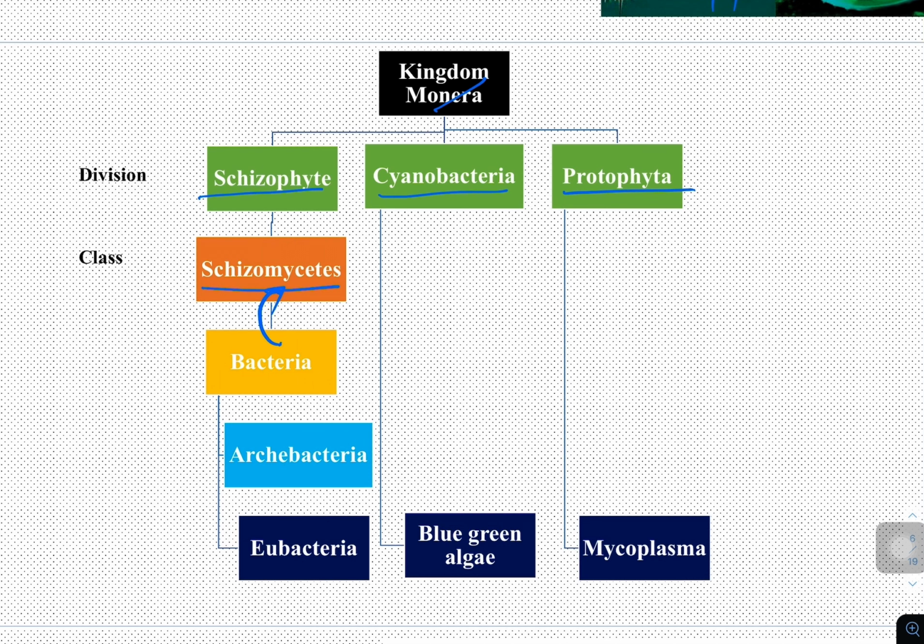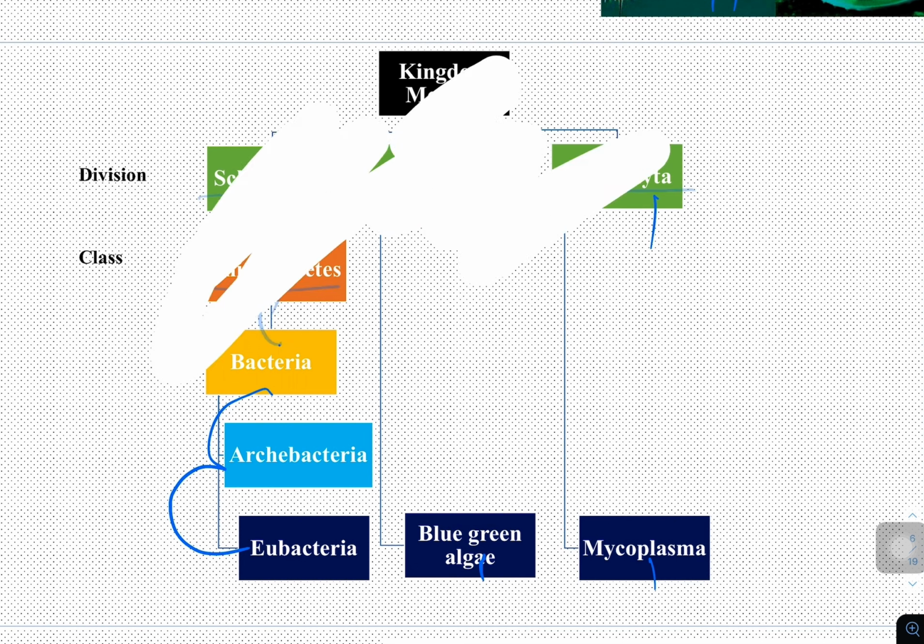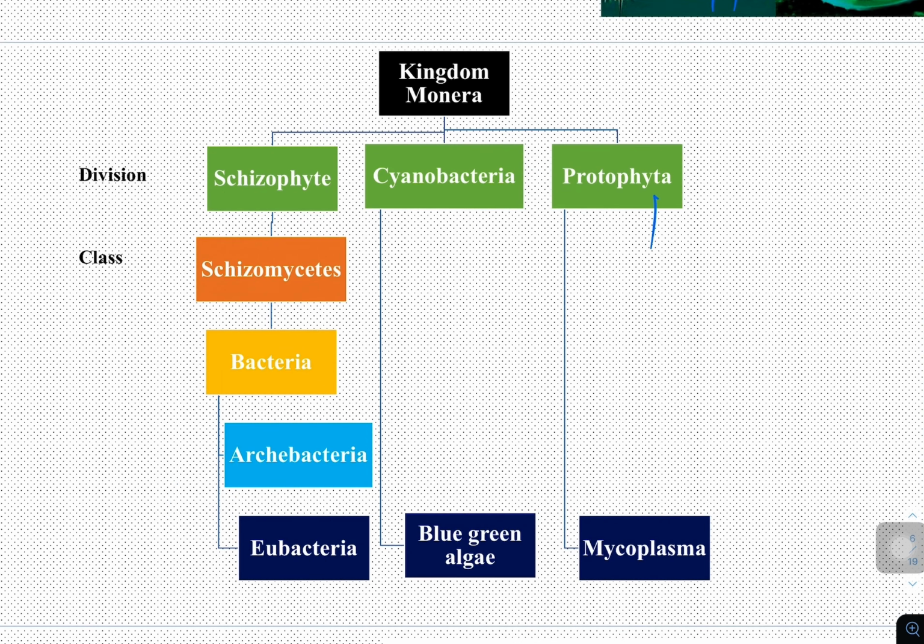This bacteria is again divided into Archaebacteria and Eubacteria. Next, Cyanobacteria have blue-green algae. Protophyta have Mycoplasma. This is the in-depth classification of Monera, but usually it is not asked. According to the syllabus, kingdom Monera is divided into Archaebacteria and Eubacteria. Okay, this is the exact classification, but what I quoted before is the in-depth classification.